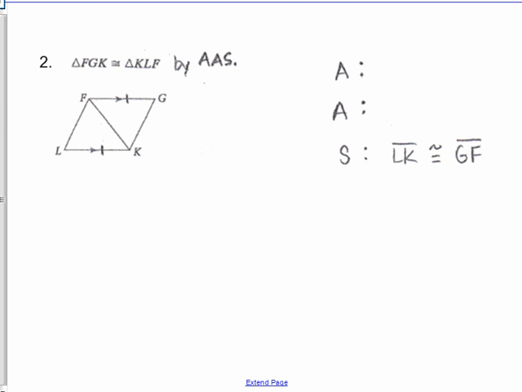In the next example, they want us to have those two angles congruent by angle angle side. All right, so what do we got? We have that LK is congruent to GF. LK is congruent to GF. That's all we got. We need the first angle statement here.